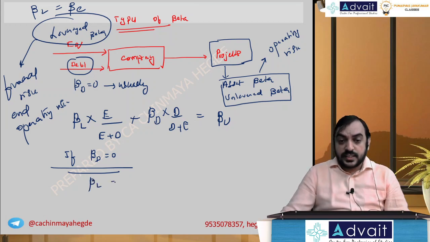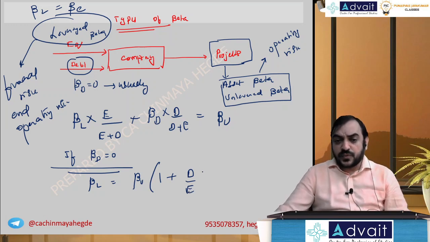Levered beta is given by unlevered beta into 1 plus debt by equity. And for after tax purpose, I multiply it by 1 minus t.